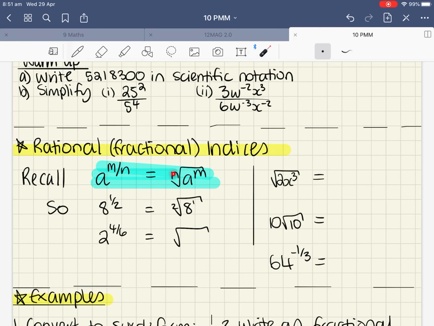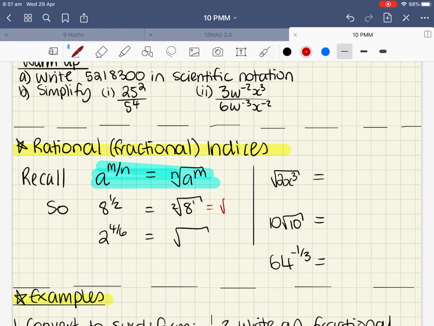If we have a to the power of m on n, we can write that as a surd, where it's the nth root of a to the power of m. So essentially that n goes out here in the surd. So in other words, if we had 8 to the power of 1/2, that's the same as the second root of 8 to the power of 1.